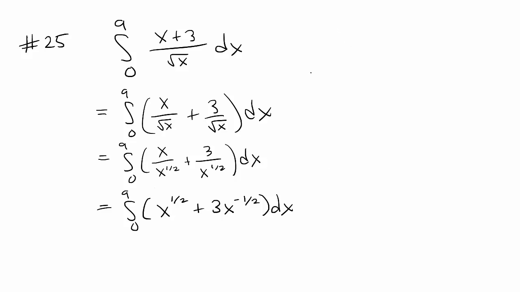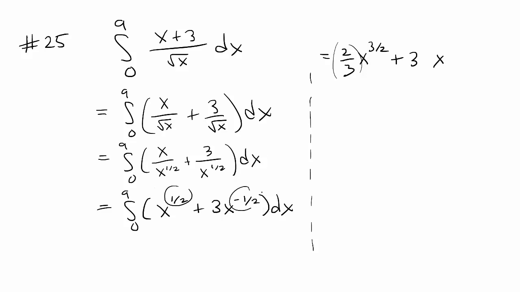All right, so then I'm just going to come up here using the power rule. I'm going to add 1 to that exponent. 1/2 plus 1 is 3/2. Instead of dividing by 3/2, I multiply by its reciprocal, 2/3. I'm going to add 1 to the exponent on the 3 term, so I have a 1/2 power. And instead of dividing by 1/2, I'll multiply by the reciprocal, 2 over 1. And then we're going from 0 to 9.